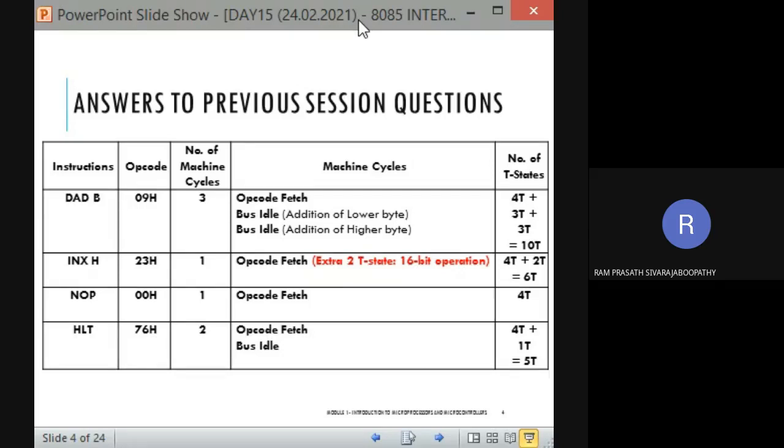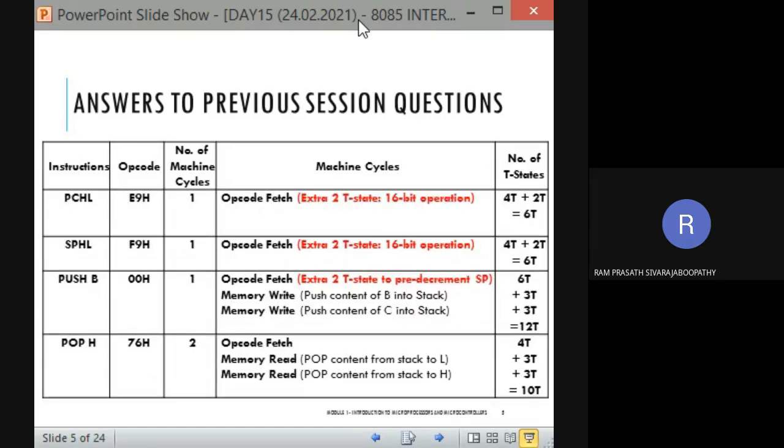Then a few more instructions I have mentioned here. PCHL takes 2 extra T states, that means 6 T states for opcode fetch. SPHL requires 6 T states for opcode fetch. Just note down these things.